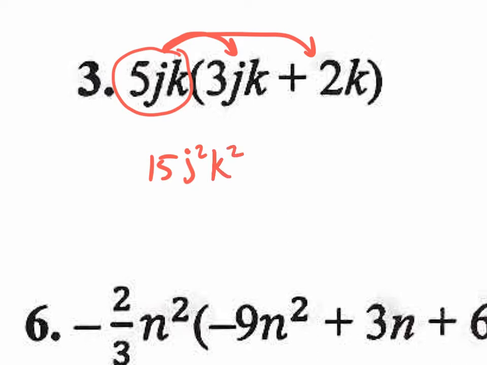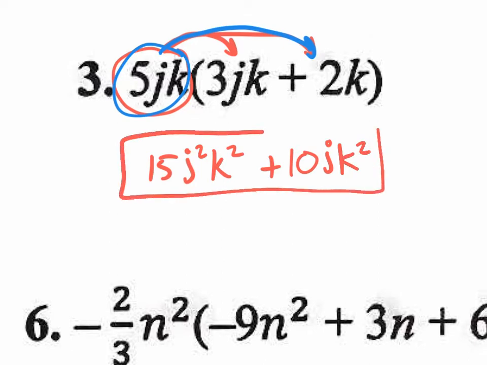And now we need to distribute it to the other term, right? Take it and distribute it to that second one over there, the plus 2k. So when I go 5 times 2, I get that positive 10. And when I take the j times, there's no j, so I'm just going to bring that j right down. And last but not least, k times k, well, that's going to be a what? K squared. And that is your answer right there.